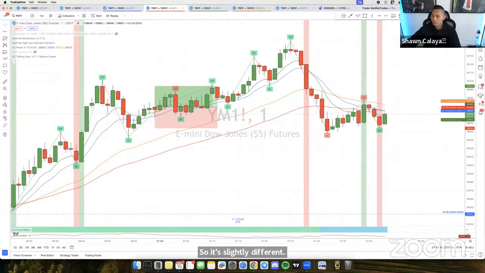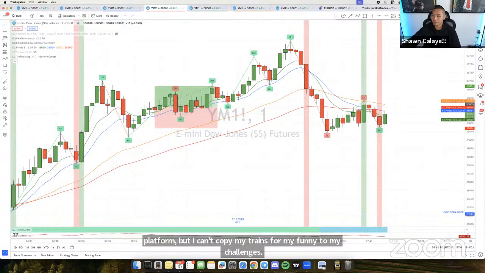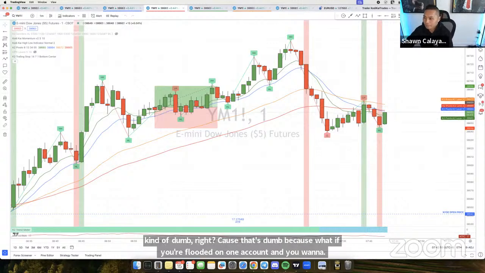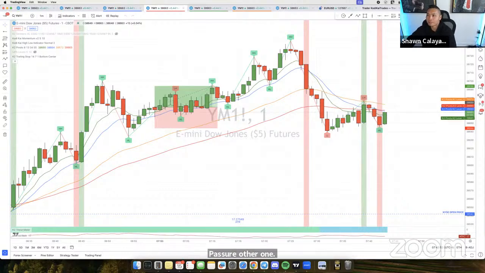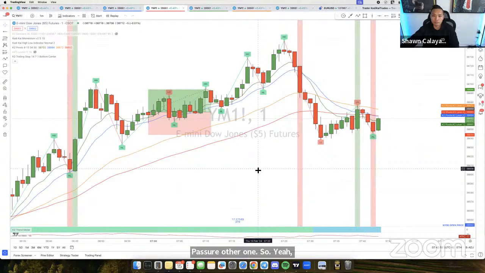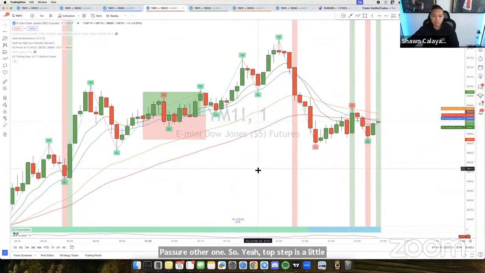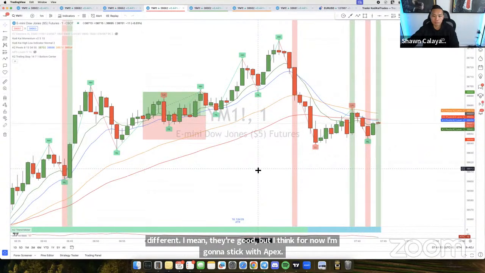Let's see, Dijon said they have a copier on their new platform, but I can't copy my trades from my funded to my challenges. That's kind of dumb, right, Dijon? Because what if you're funded on one account and you want to pass your other one? So yeah, Top Step is a little different. I mean, they're good, but I think for now I'm gonna stick with Apex. The accounts are so cheap, it just makes the most sense to stick with Apex right now.